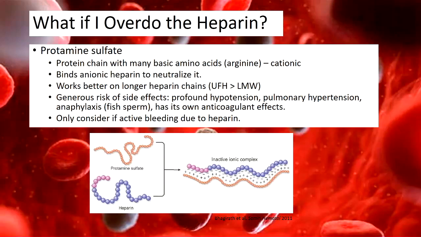What if you overdo it with the heparin? There is something called protamine sulfate. It's basically a protein chain, so heparin's got a bunch of negatives on it from the sulfates. This guy has more like just one sulfate on the end. The rest of it's positive, so it grabs onto the heparin and neutralizes it.